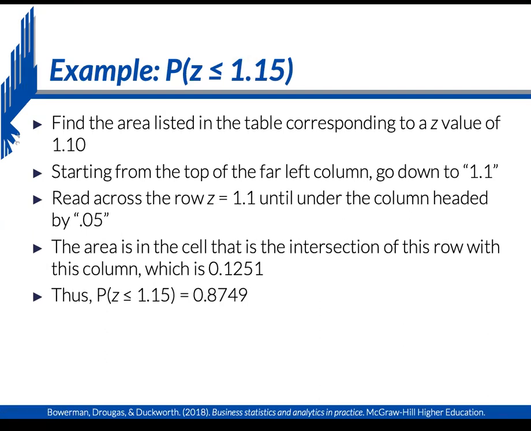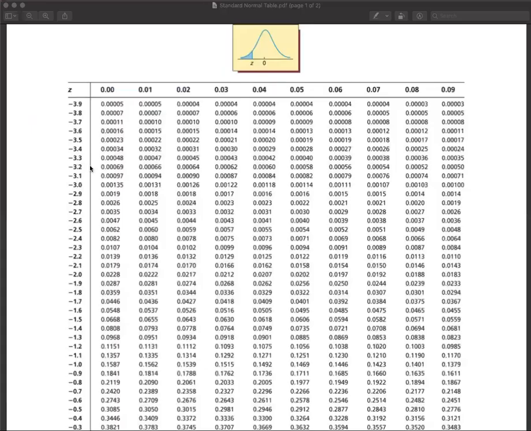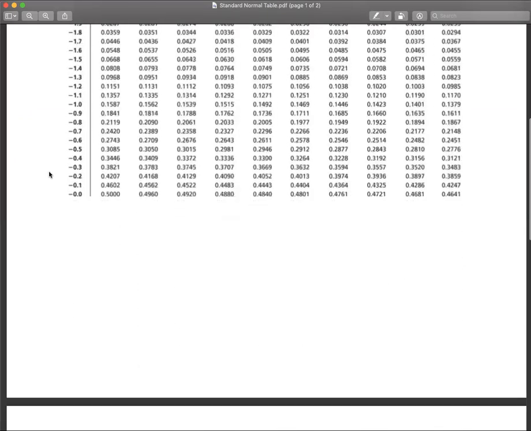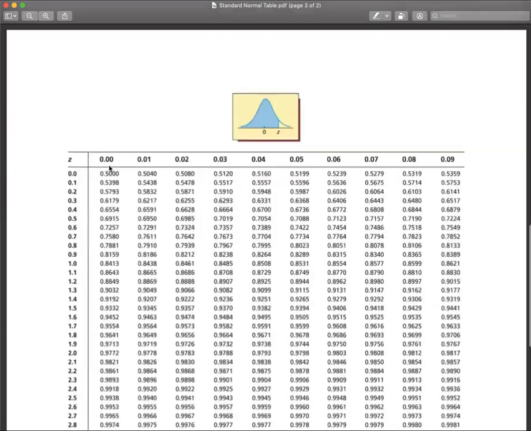Another example, we need to get the area to the left of positive 1.15. So again, in order to find this, we will use the same procedure. First, look for the values up to the 10th digit, and then find the intersection up to the 100th digit. So using the standard normal table again, now we will move to the second page with the positive z-scores.